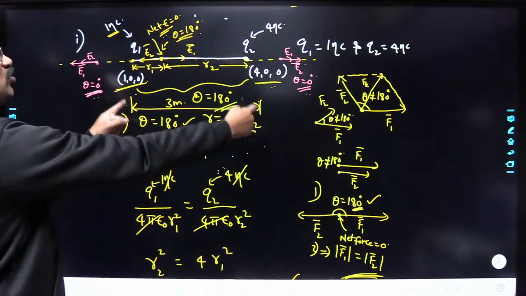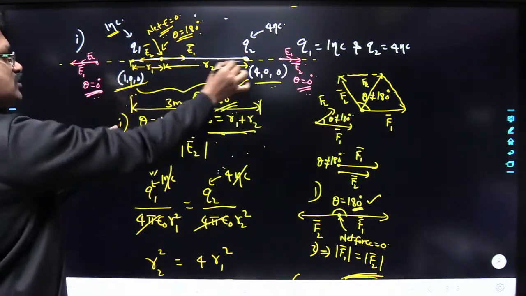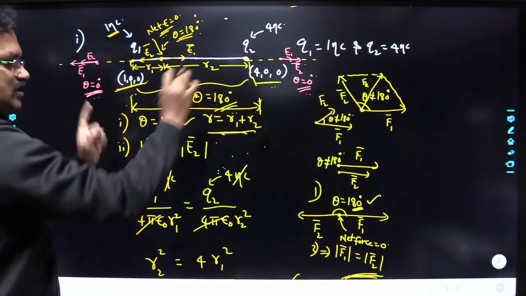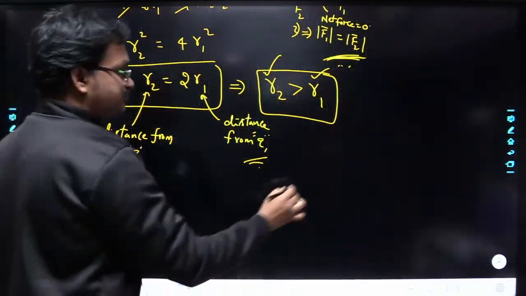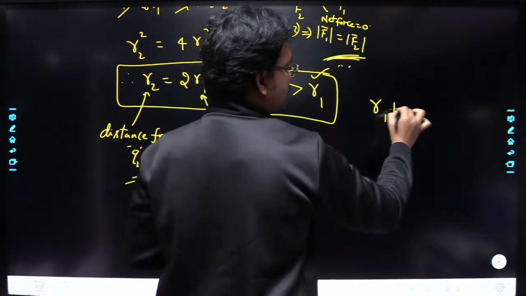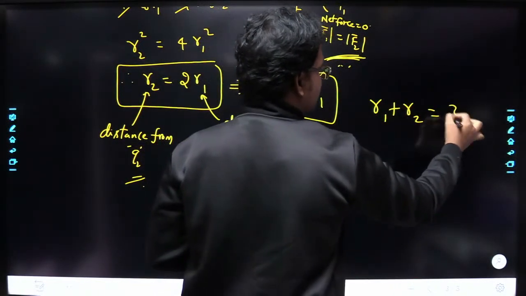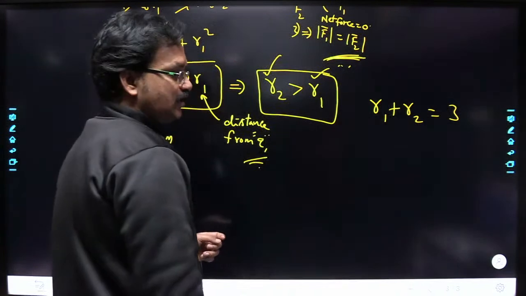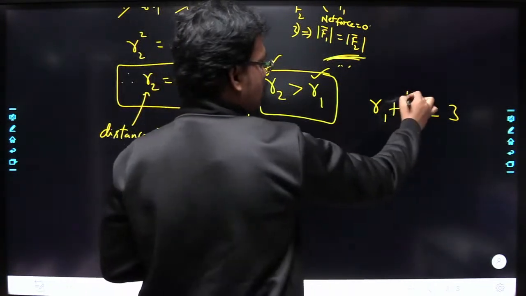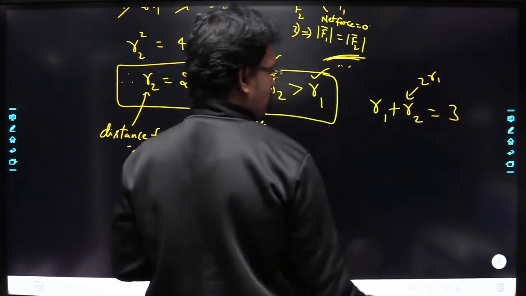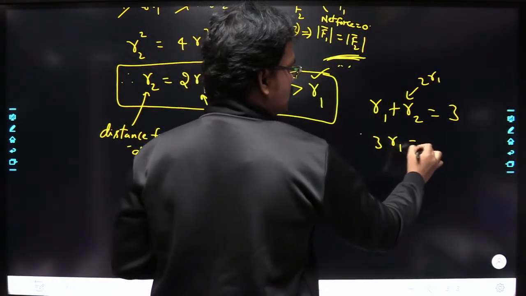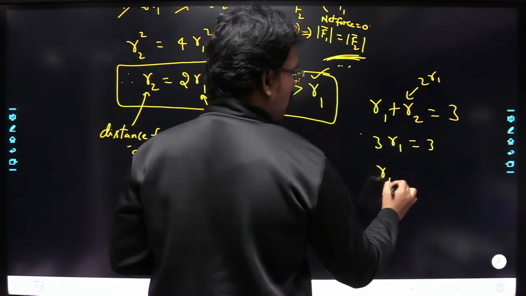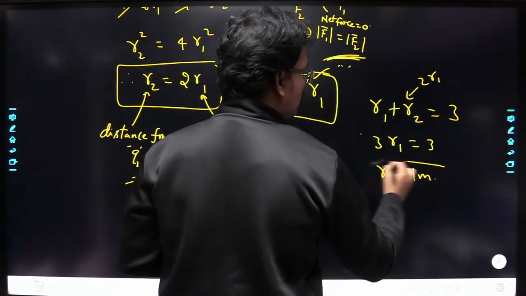The distance between Q1 and Q2 is 3 meters. So that means R1 plus R2 must be equal to 3 meters. Right, and R2 is nothing but 2R1. So you will get R1 plus 2R1, that is 3R1 is equal to 3. So therefore R1 is equal to 1 meter.